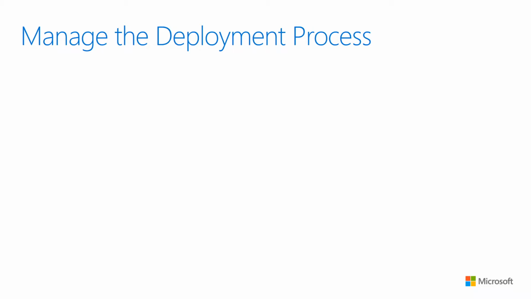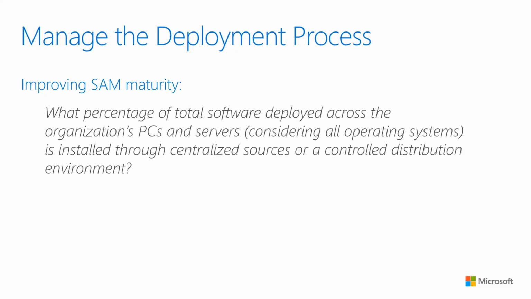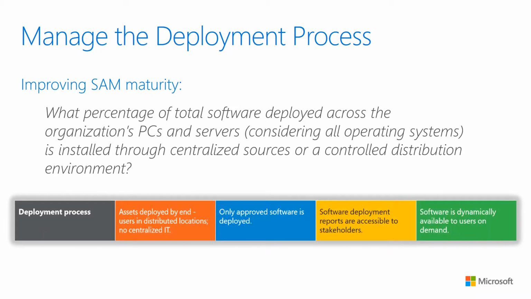As we turn to managing the deployment process, we can see that we're focused here on considering what percentage of total software deployed across the organisation's PCs and servers is installed through centralised sources or a controlled distribution environment. And at the basic level, there is no centralised IT, and software is deployed by end users in an ad hoc way. At the standardised level, processes are in place to ensure that only approved software is deployed. And by the rationalised level, processes are improved such that software deployment reports are available to stakeholders.